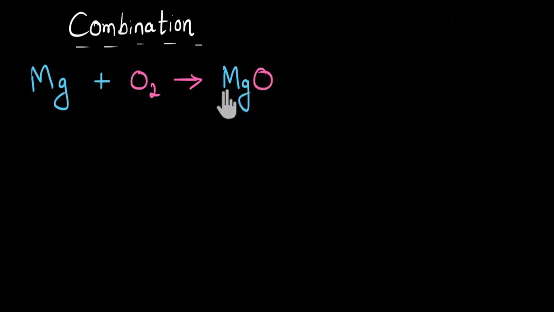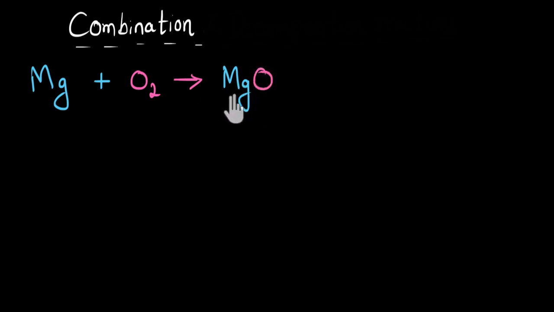Let me write down this equation and you'll be able to understand it better. So here we have magnesium to begin with, Mg, and it is reacting with oxygen. See, whenever something burns in air, right, it reacts with the oxygen that is present in the air. So it is reacting with oxygen. And finally, since this is a combination reaction, these are going to combine and we will get one single product, which is magnesium oxide. MgO is the formula of magnesium oxide.